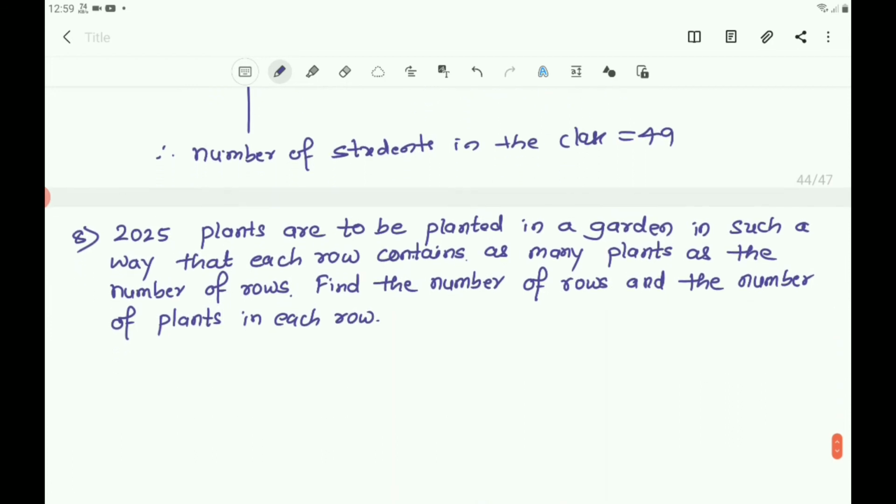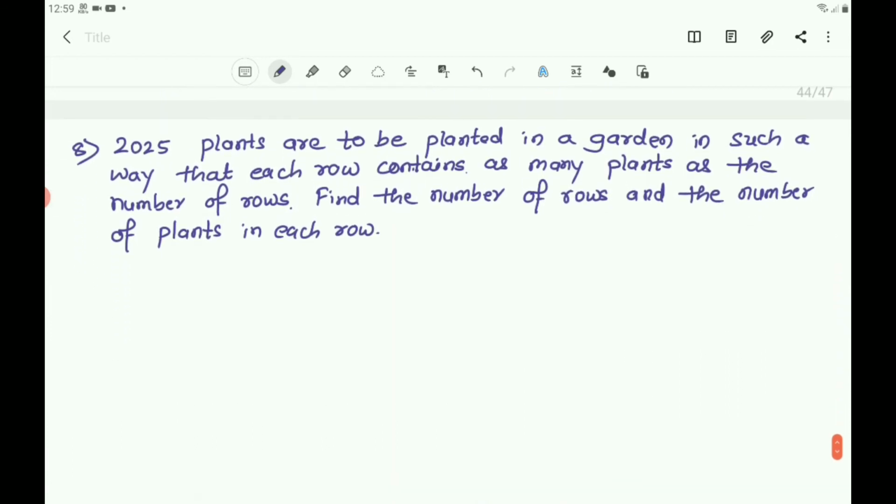Now let us take the next question. That is question number 8. 2025 plants are to be planted in a garden in such a way that each row contains as many plants as the number of rows. Find the number of rows and the number of plants in each row.